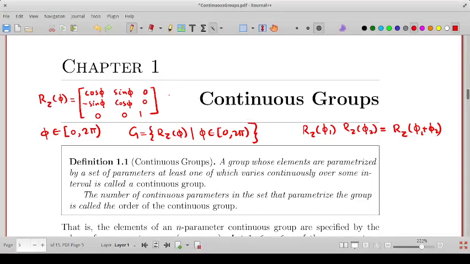Continuous groups. Let us start with an example. Consider a 3 by 3 matrix which we denote by R_z of phi, having the following form. So we have cos phi, sin phi, 0; minus sin phi, cos phi, 0; and 0, 0, 1. And we allow the variable phi to take values in the continuous range 0 to 2 pi.